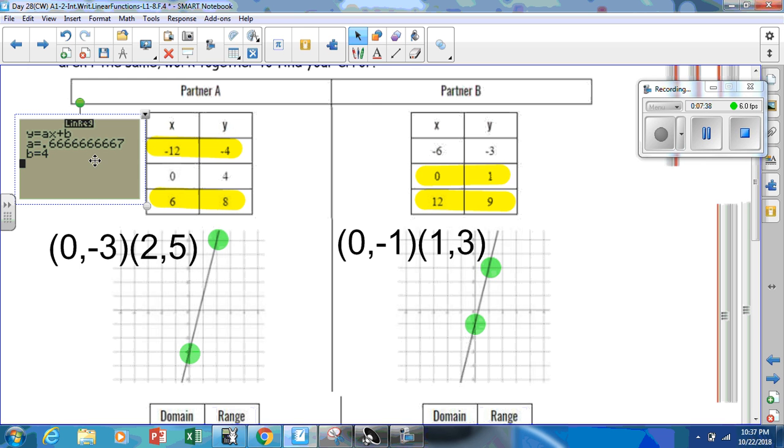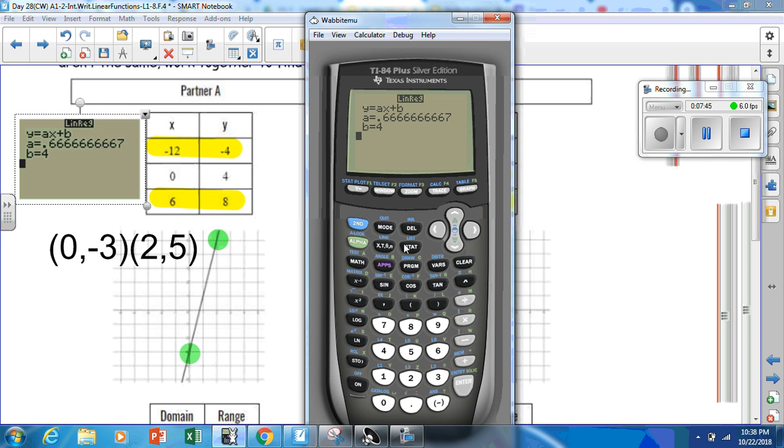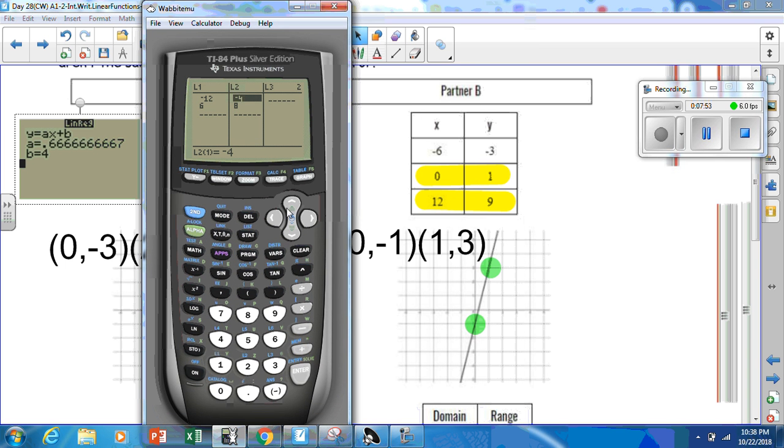All right, we'll do the exact same thing to partner B. Let's see what we got here. Stat button. Edit button. What 2 points are we working with? 0 and 12. 0, enter, 12. Momentarily got lost in my own thoughts. That happens. All right. I go 1, enter, and I go 9, enter. Hit stat and calculate. Hit 4 and hit enter, enter, enter, enter. Let's pull that over here.